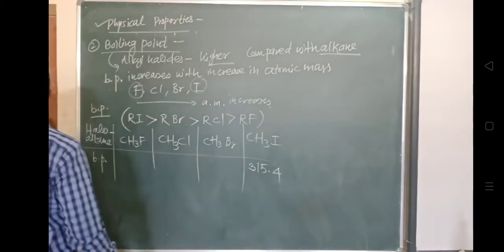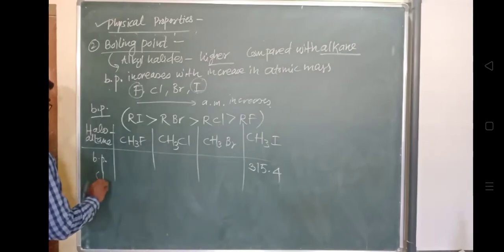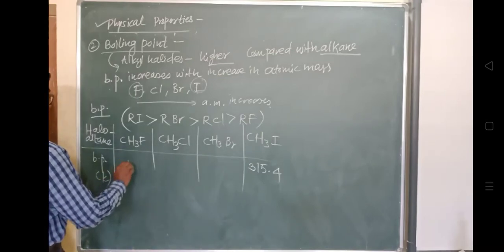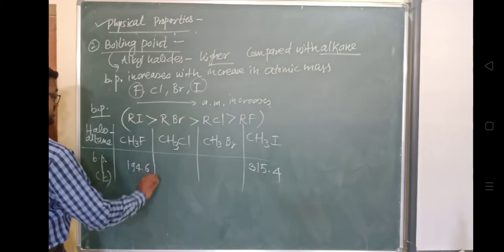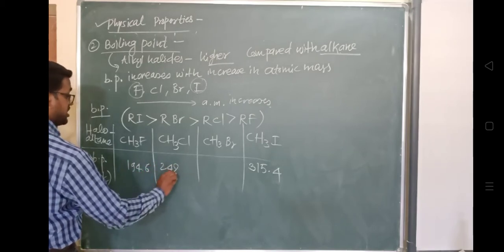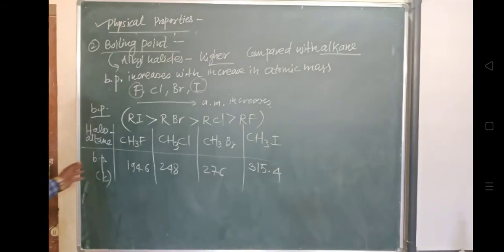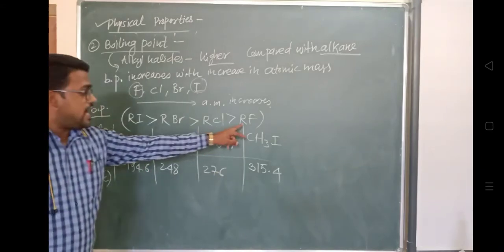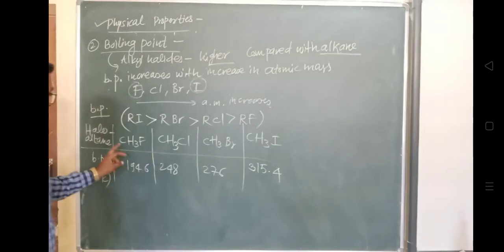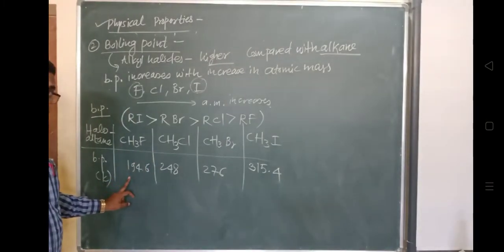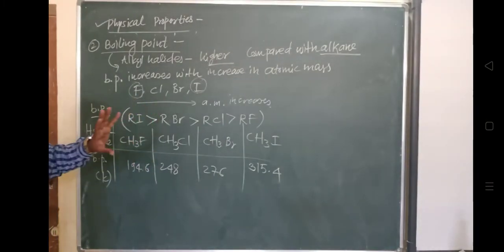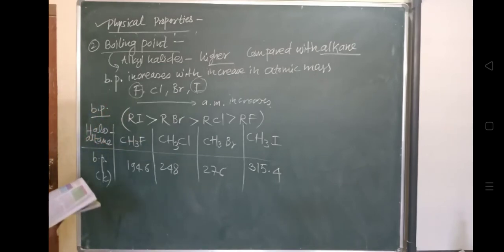315.4, given in terms of Kelvin. The lowest for this will be 194.6. Then 248, then 276. So have a look at this table. RF, that is alkyl fluoride, will have less boiling point as its atomic mass is small, atomic mass is less. So this is the second property, that is about the boiling point.